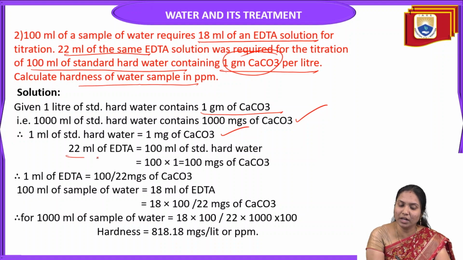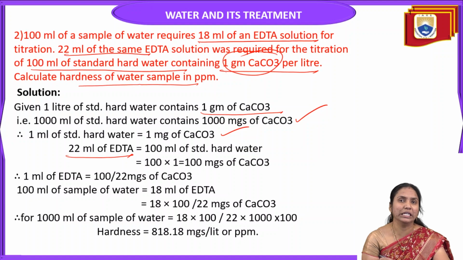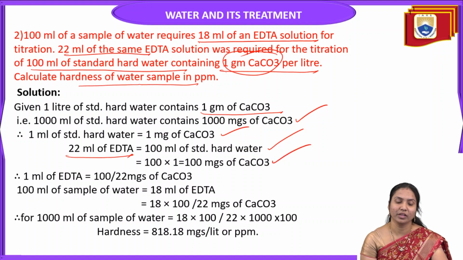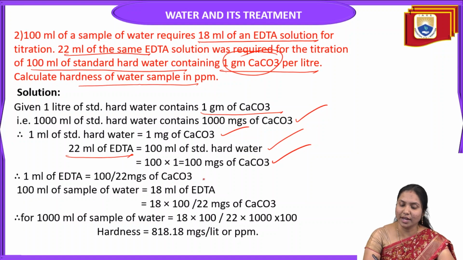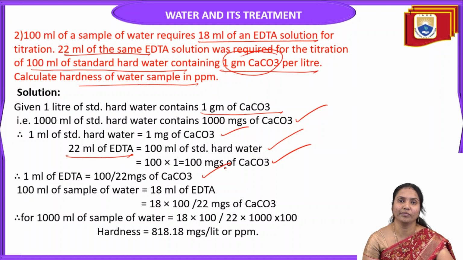So in that case, 22 ml of EDTA equals 100 ml of standard hard water. So it equals 100 into 1, because 1 ml of standard hard water equals 1 milligram of CaCO3. So how many milligrams of calcium carbonate is that? 100 into 1 equals 100 milligrams of calcium carbonate. So 1 ml of EDTA equals 100 by 22 milligrams of CaCO3.